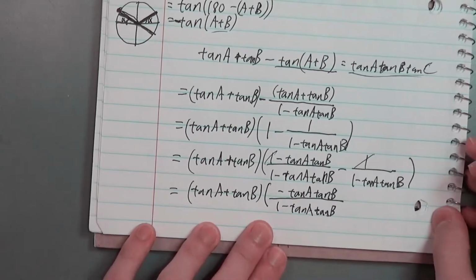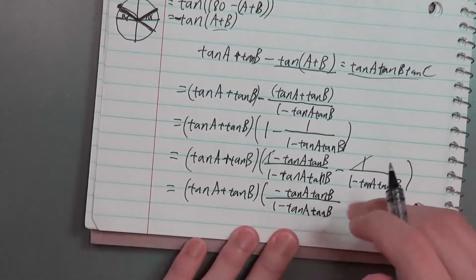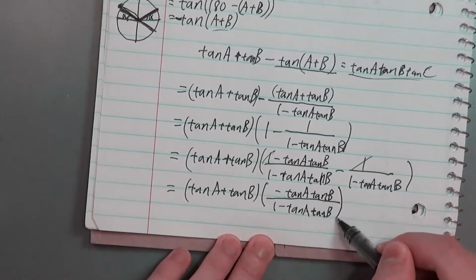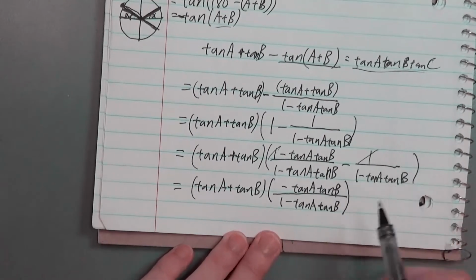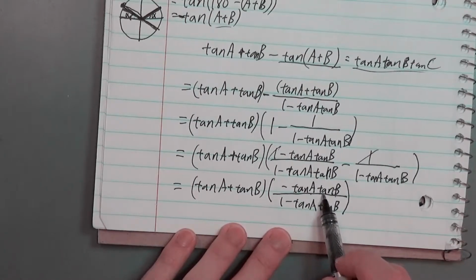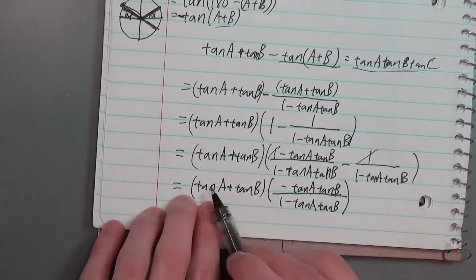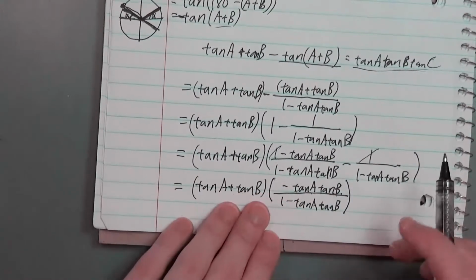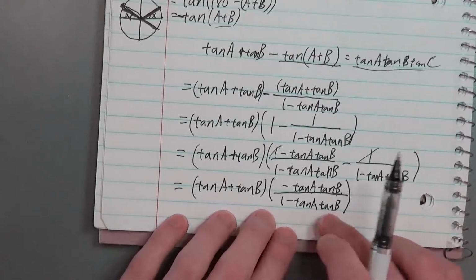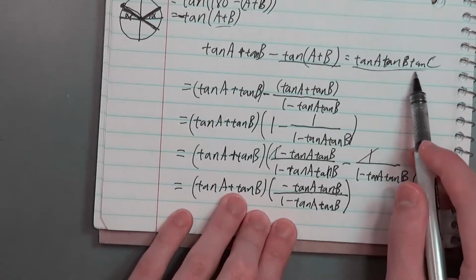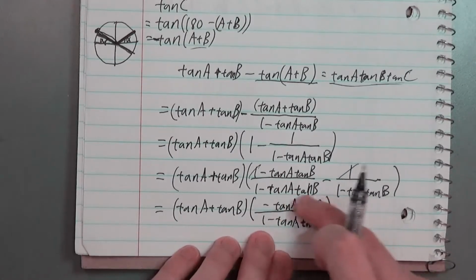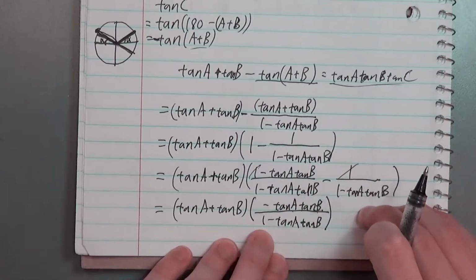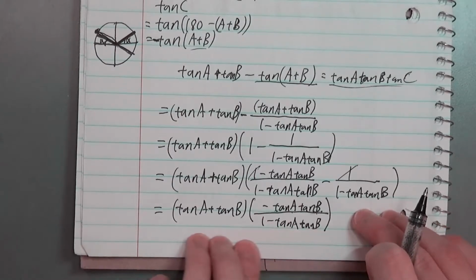Now, it doesn't look that bad actually. It looks like we're getting closer to what we want. See, we have a tangent of A times a tangent of B here. Well, if we already have a tangent of A times a tangent of B, everything else in this term should be equal to tangent of C, if that's what we want, right? So let's just isolate the tangent of A and tangent of B, put them off to one side, and then put everything else together.